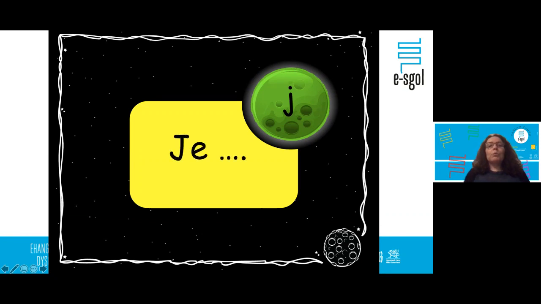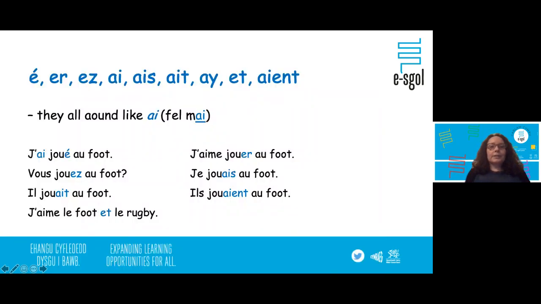So just to sound more French, we have all of these sounds here, all of these groups of letters, all have the same sound. They all sound like E. So, j'ai joué au foot, vous jouez au foot, il jouait au foot, j'aime le foot et le rugby, j'aime jouer au foot, je jouais au foot, and il jouait au foot.